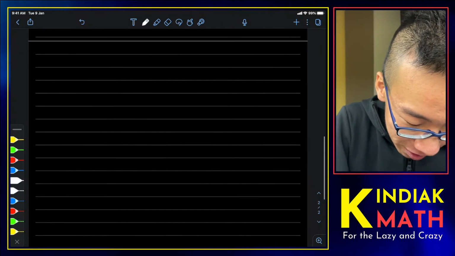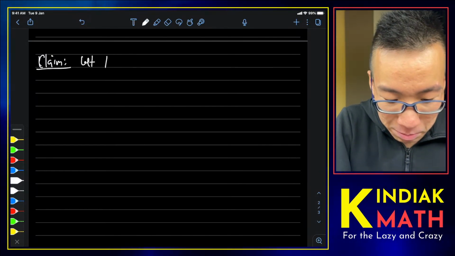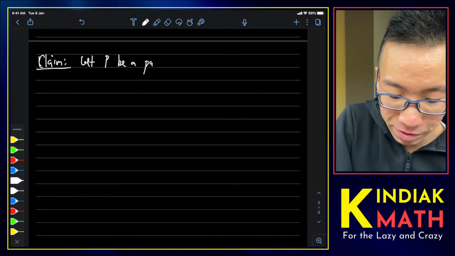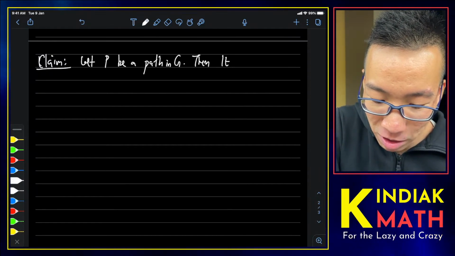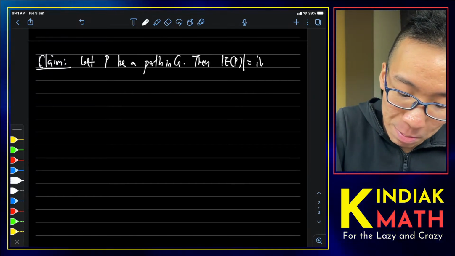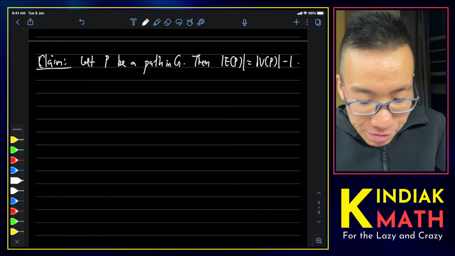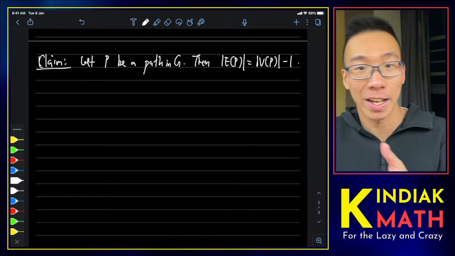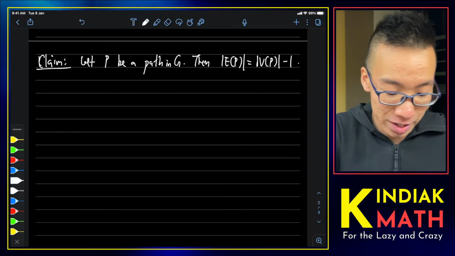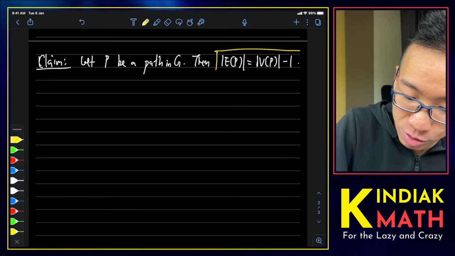So here's the claim. We'll let P be a path in G, then the number of edges in the path is the number of vertices in the path minus 1. Now, interestingly enough, a path is what we call acyclic and connected, and therefore it's a tree, and therefore this is actually a consequence in a sense of the tree formula.